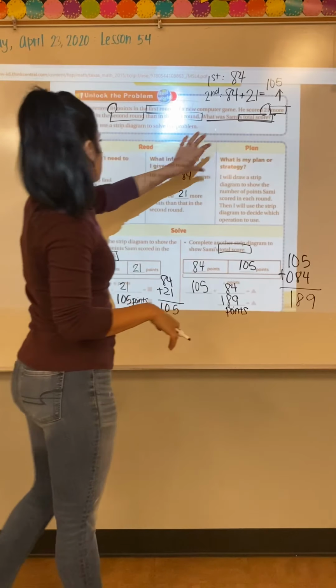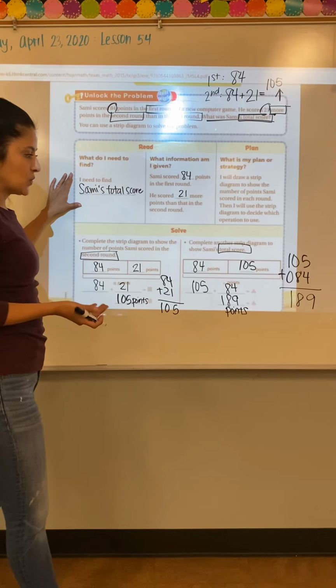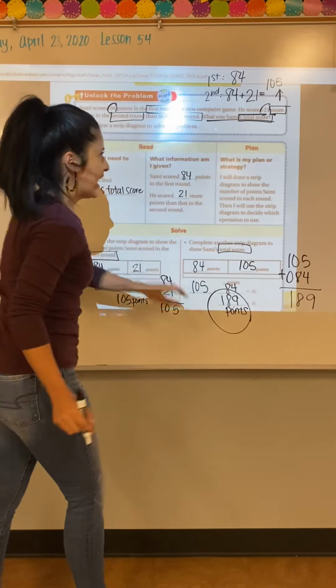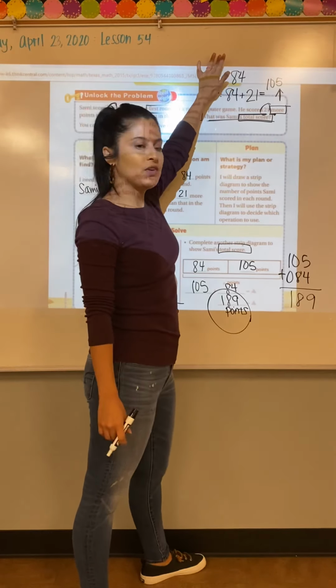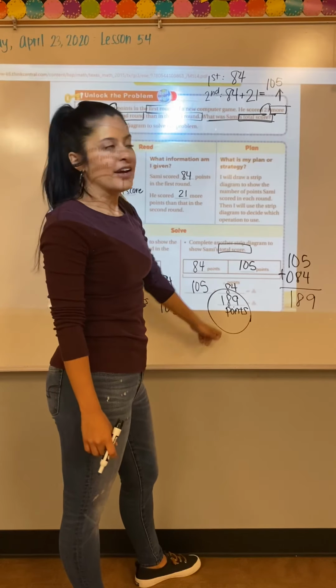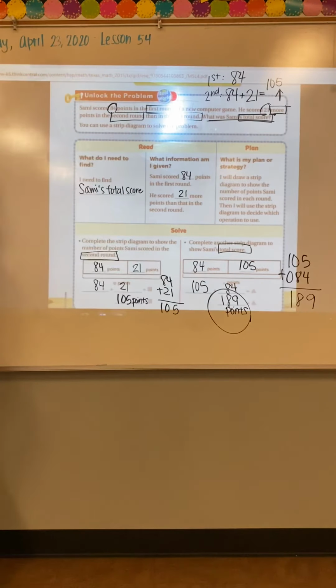Did we determine Sammy's total score? Yes. We had to figure out the second round score first, then combine it with the first round to get 189 points. All right, let's take a look at another question.